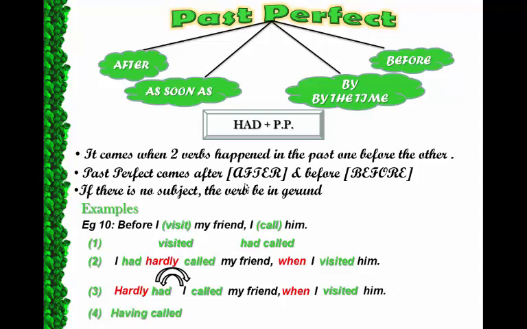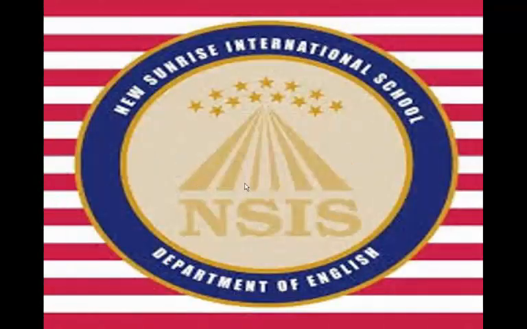Another form. Having called my friend, I visited him. Having called my friend, this is not a sentence. This is not a clause. It doesn't have a verb, but it's a phrase. Having called my friend means after calling my friend, I visited him. So this is how you arrange the verbs to be in the past simple or past perfect. You arrange the verbs by which happened first and which happened later.